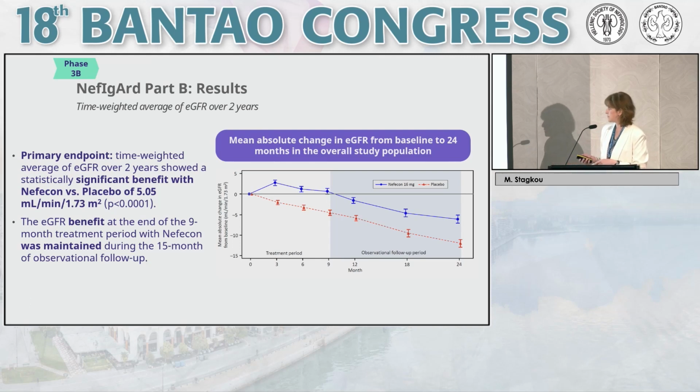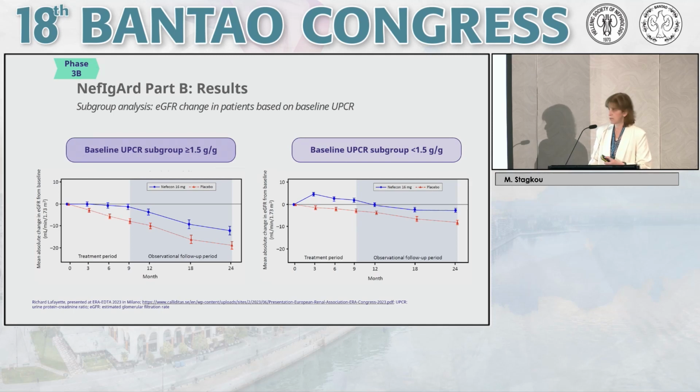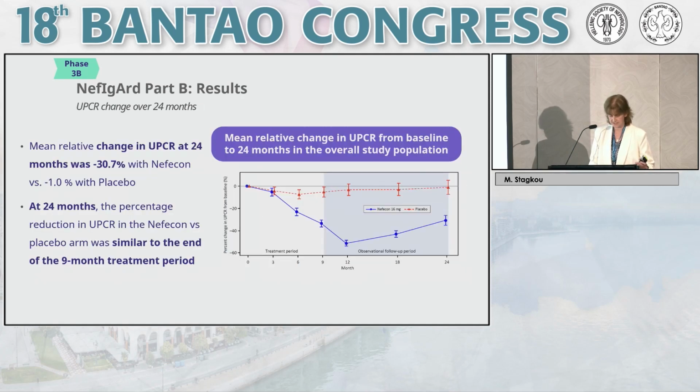So we had the beneficial effect in GFR in the beginning and then remained stable. And again, in the subgroup analysis, we had this follow-up of patients with more than 1.5 and less than 1.5. We have to say here that patients with less than 1.5 proteinuria seem to get better than the others, although the difference was not significant. And here we can see that the UPCR also reduced and remained stable for the 15 months of follow-up.